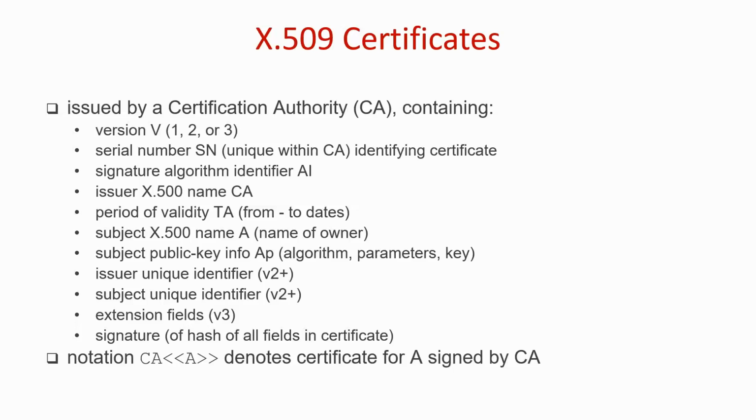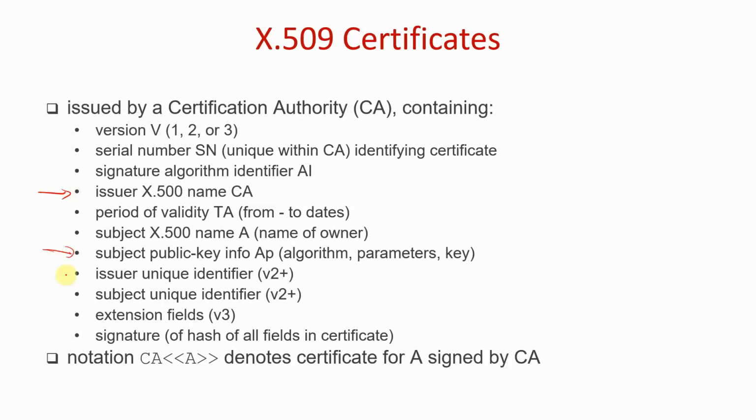The period of validity is when it is valid from. The issuer name is the name of the certificate authority itself. The subject name is the name of the owner of the certificate, who the certificate is issued to, and the public key info of the owner, the public key of the owner basically, and how it was generated and the parameters and all of that. So if it's RSA, then you need N, for example, the modulus.